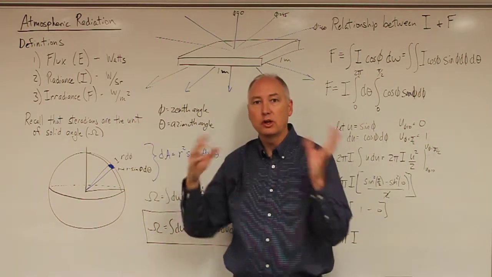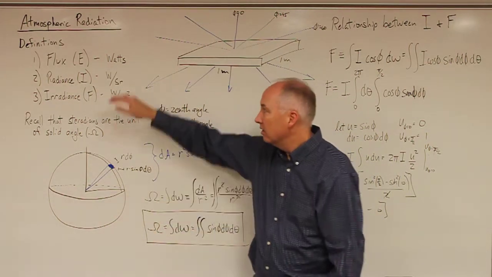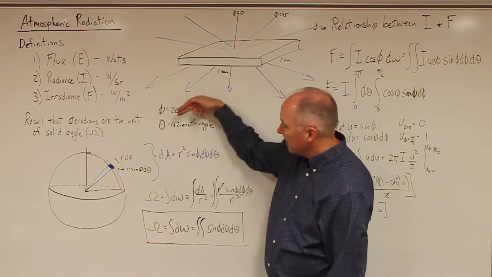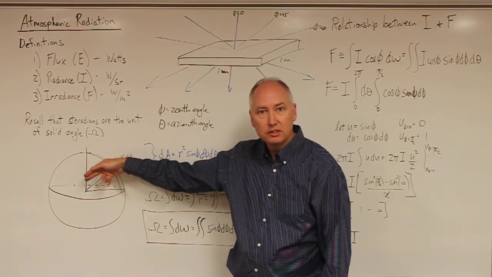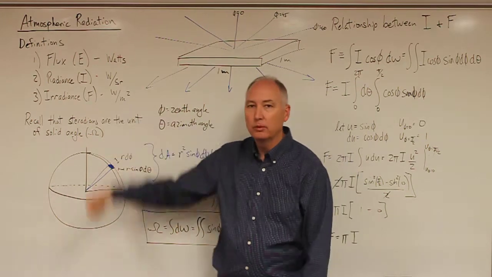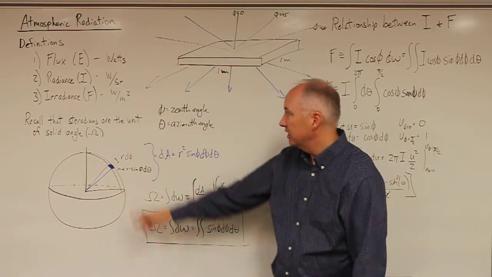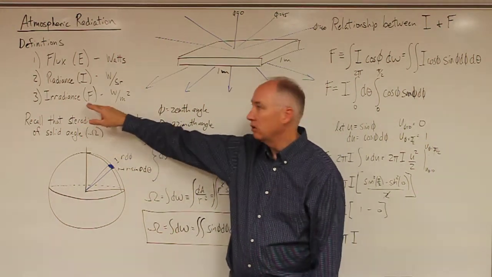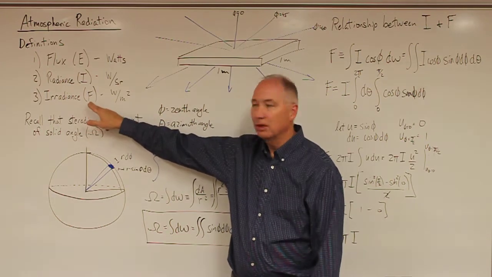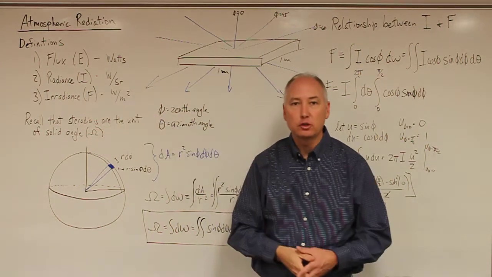So flux: total amount of energy emitted by an object. Radiance: the amount of energy that is coming in from a very specific solid angle. And then we have irradiance, which, in the Wallace and Hobbs textbook, is denoted with the variable F, and that's watts per meter squared.